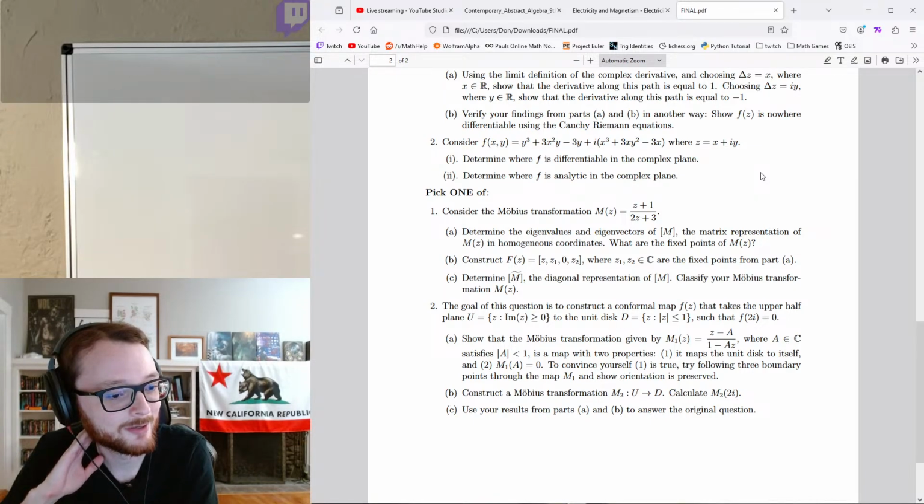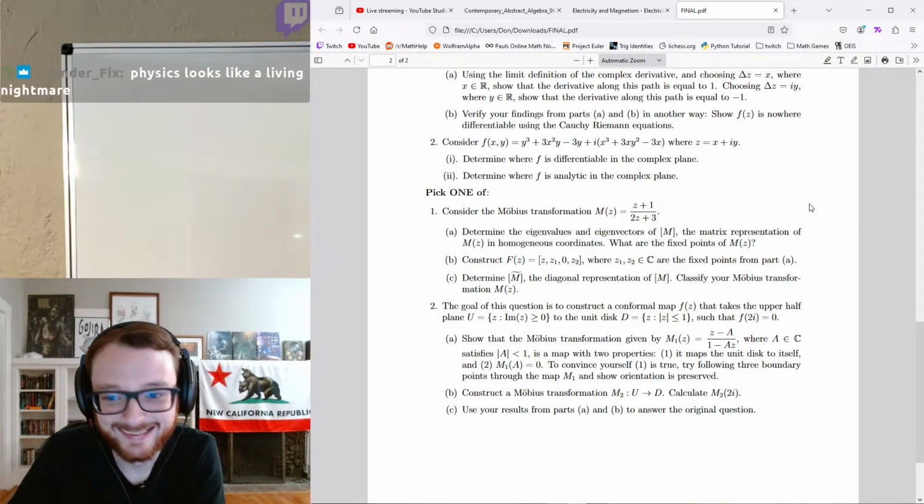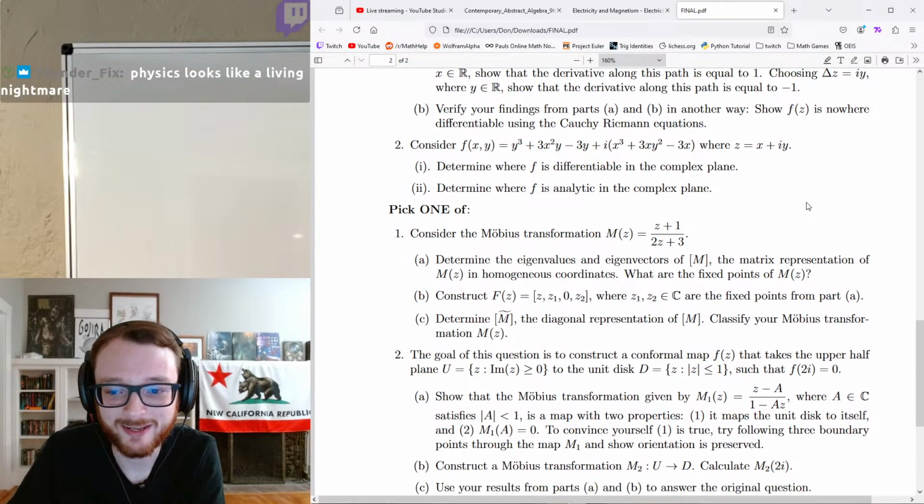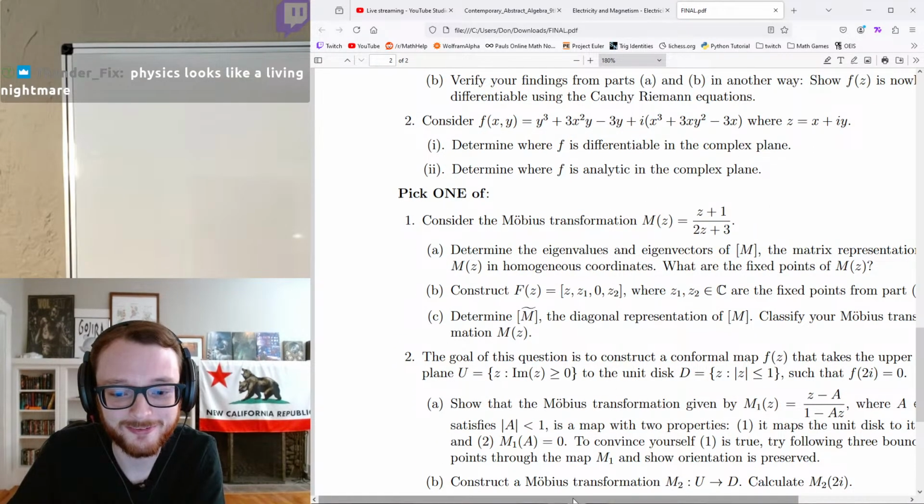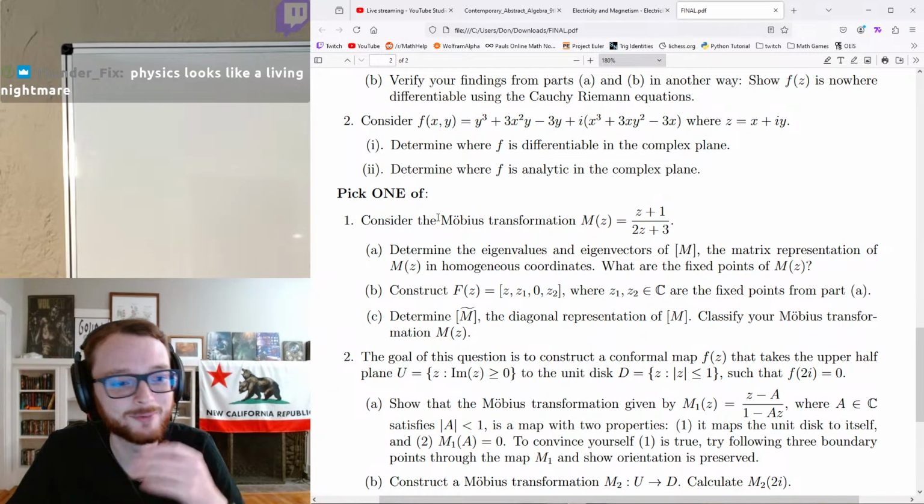Physics looks like a living nightmare. On one hand, it kind of is a nightmare. On the other hand, there's some cool things in physics. That's from the E&M that I've been doing.